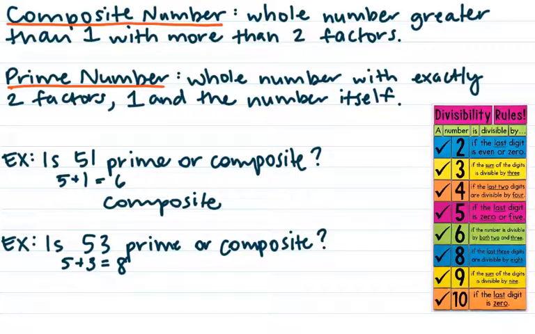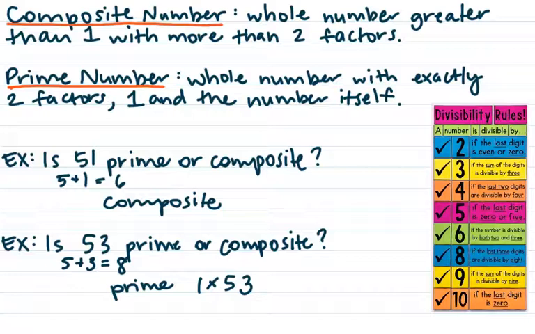If the last digit is 0 or 5, 3 is not 0 or 5. If the number is both divisible by 2 and 3, well, that's a no-go on 53 again. If the last 3 digits are divisible by 8, nope. If the sum of the digits is divisible by 9, 8 is not divisible by 9. And then 10 if the last digit is 0. 3 is not 0. So this number is prime. We could not list out all of the factors of 53 besides 1 times 53. That's what makes that number prime.